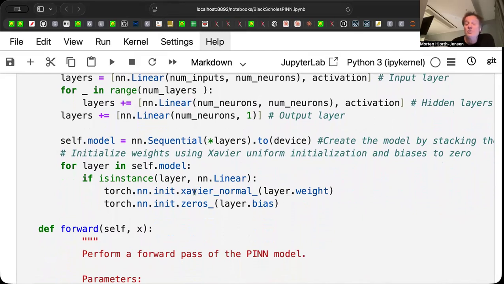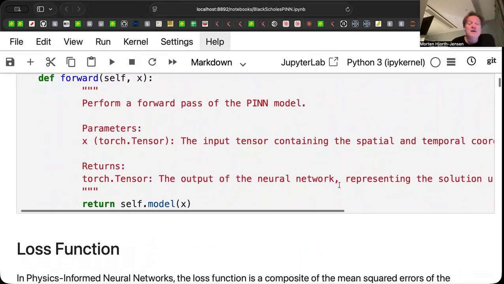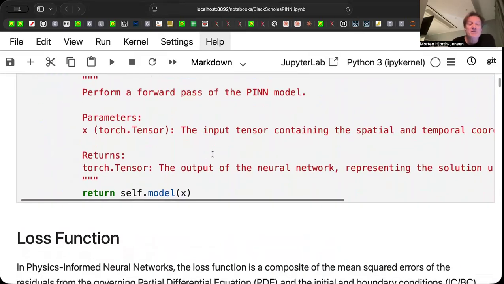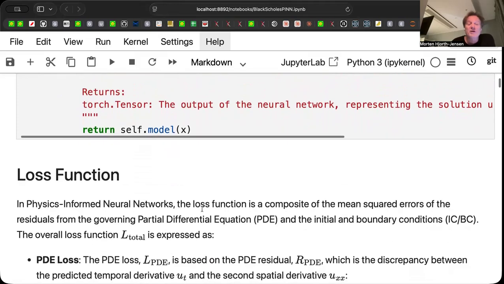And then we use the so-called Xavier and Glorot normalization, or Glorot-Bengio initializations. And then we initialize all the parameters to 0 here. And then we have the feed-forward part. So this is essentially us setting up the feed-forward pass of the model. And this then returns just the model here.